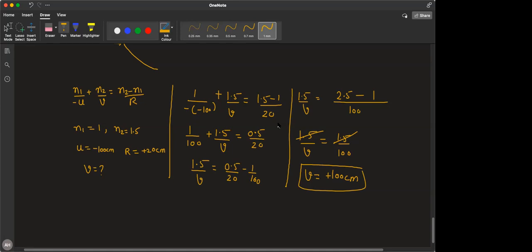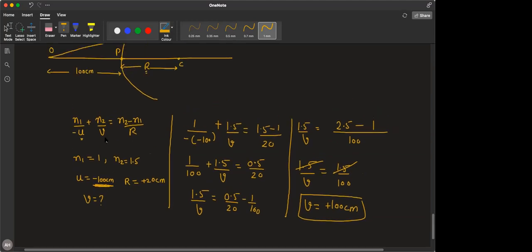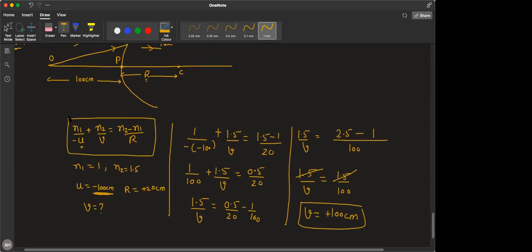Good, we'll do another value, same concept. Why did we multiply minus 100 with minus? It's because this is minus u. You have to put u with the proper sign. See, Emma, this is a general formula. This is valid for all type of cases, real, virtual, convex, concave. For any particular case, you have to substitute the sign again. These type of relations in ray optics are known as general relations. Whenever you use this relation in a numerical, you have to substitute the sign.